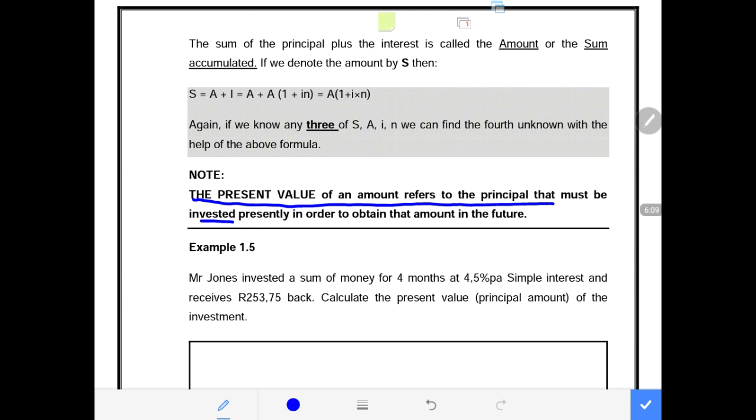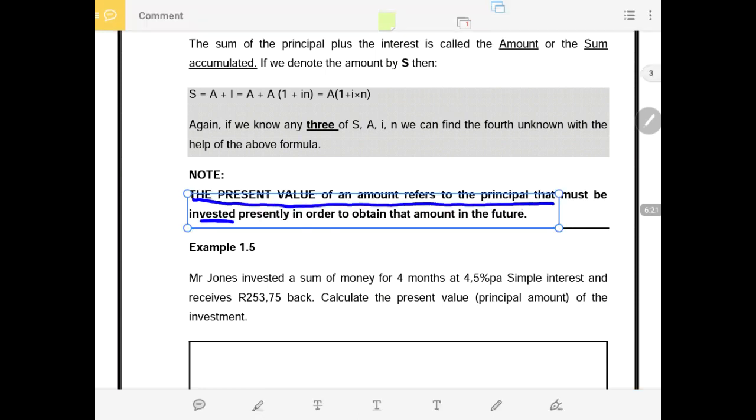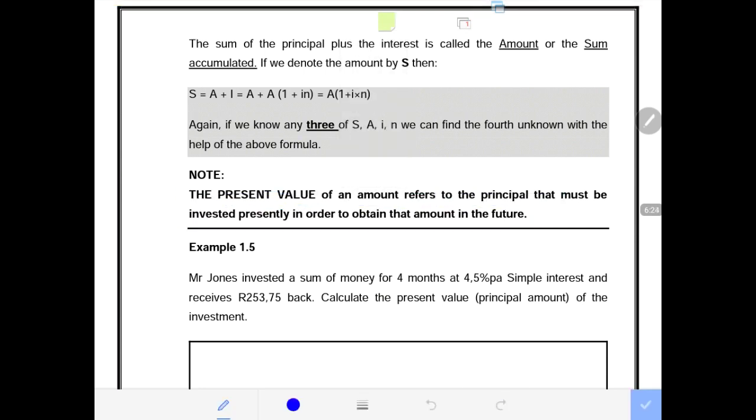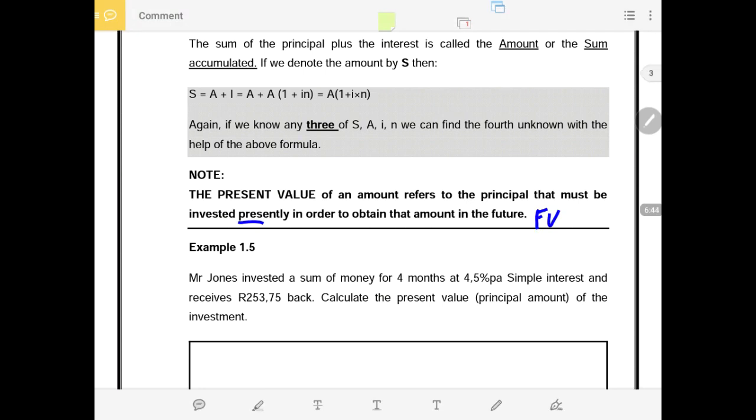Then now we go to the next part, which is example number 1.5. I'm planning to do these three examples and be done with them in this recording. They're not very long examples. Then now it says this is the amount that must be invested presently in order to obtain the amount in the future, which is the future value. So present value is the amount that we have in the beginning, then future value is the amount that we have at the end of the investment period.